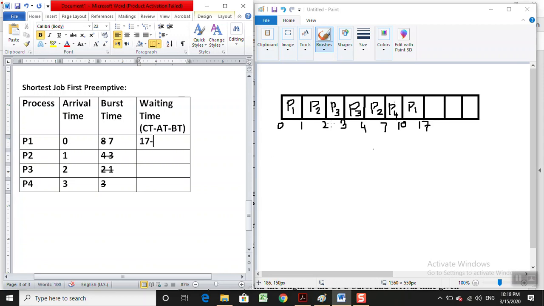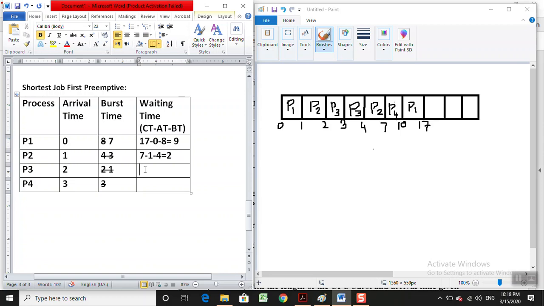What is the arrival time? It is 0. And what is the burst time? It's 8. Don't confuse it with these numbers, please. This is the remaining time that we have learned. So the total burst time for P1 is 8. So it's 17 minus 8, that is 9 milliseconds. Next, what is the completion time of P2? P2 finished at 7. And what is the arrival time? It is 1. And minus the burst time, it's 4. So it's actually 7 minus 1, 6, 6 minus 4, it's 2.